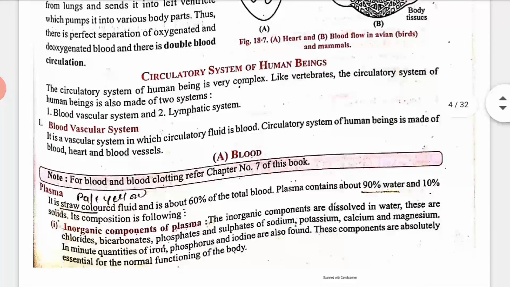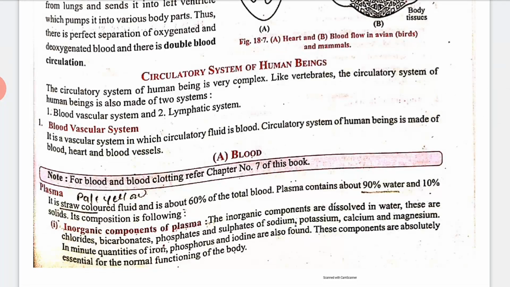So the circulatory system of human beings is very complex, like in other vertebrates, and it is also made up of 2 systems, called the blood vascular system and the lymphatic system. The blood vascular system is a vascular system in which the circulatory fluid is blood. So the circulatory system of human beings is made up of blood, heart and blood vessels. Clear? So let's start with the first part, which is known as blood.